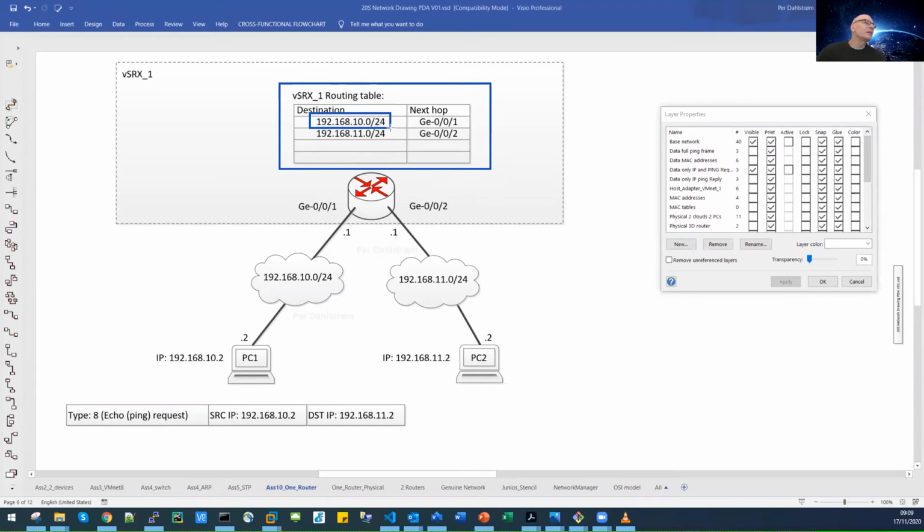Destination subnet, in this case, the 10/24 subnet, and we tell what interface this subnet is hanging out of, or on what interface this subnet should be defined. Likewise, we have the next row here, which is the 192.168.11.0/24 subnet, and that is on GE002. So GE001 is assigned to subnet 10, and subnet 11 is assigned to GE002.